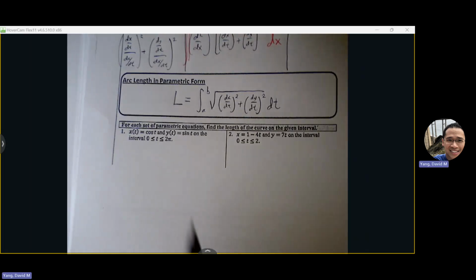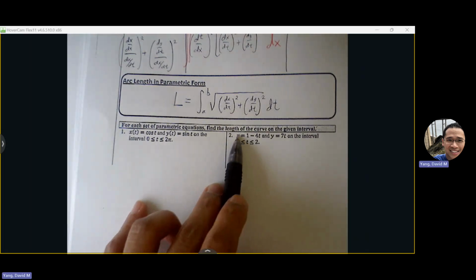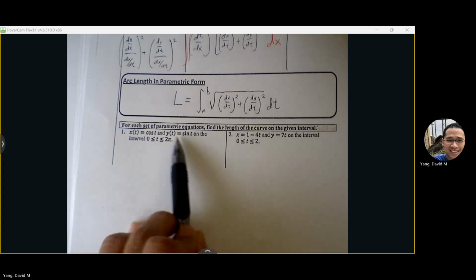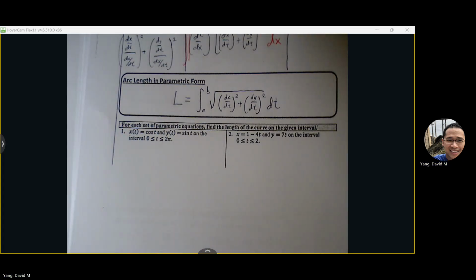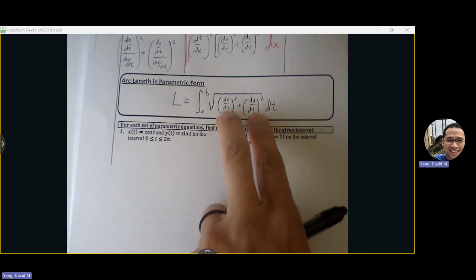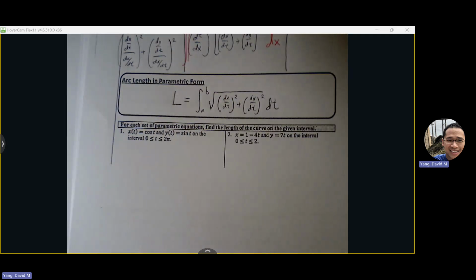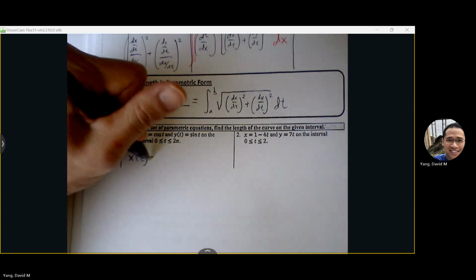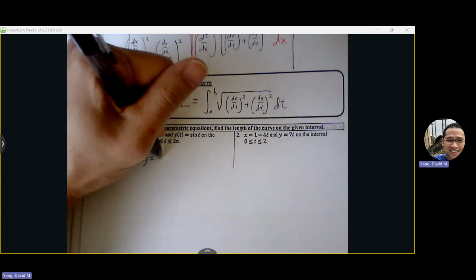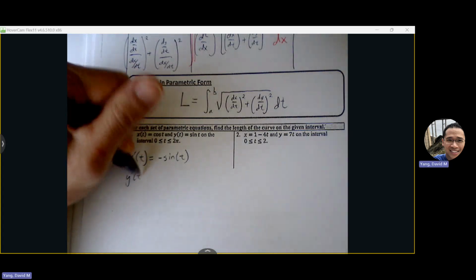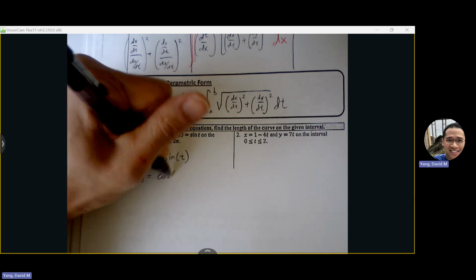Okay, so number one here, for each set of parametric equations, find the length of the curve on the given interval. x of t equals cosine of t, y of t equals sine of t. So really, I can just find x prime and y prime, right? x prime and y prime will represent my dx dt and dy dt, and I just have to put it into my form here. So let's find x prime. Cosine is just negative sine of t. y prime, sine is just cosine of t.